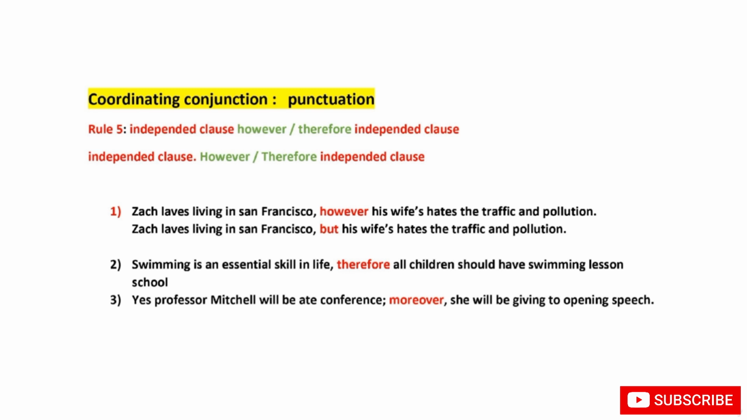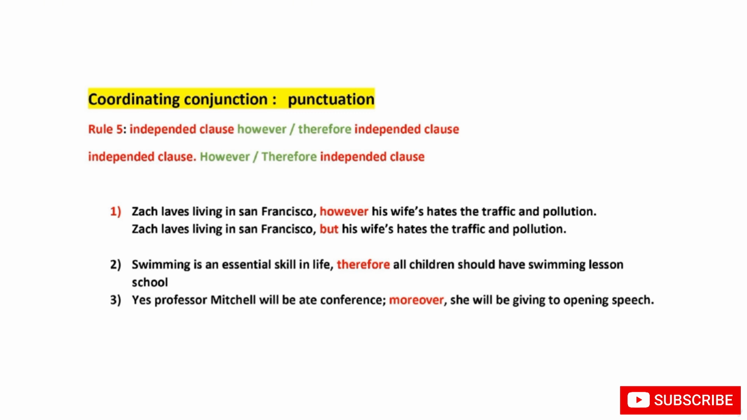The word however has almost the same meaning as but. You can actually say Zach loves living in San Francisco, but his wife hates the traffic and the pollution. The meaning is the same. The difference is that however is more formal and the punctuation rules are different. Can you see the difference? With but, we only use a single comma before it.